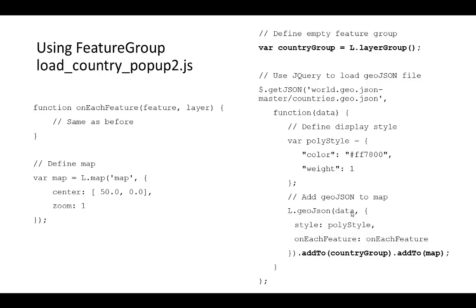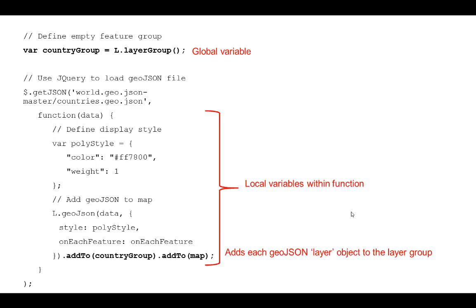So I create my layer group called countryGroup. This is exactly the same as before, but I run my on each feature. Instead of just adding each country to the map individually as it comes through this function, I add them to the country group, and when the country group's filled up, I add the country group to the map. And that gives me one layer group that contains all the layers for each country. All right, there we are. We've got to the layer group.